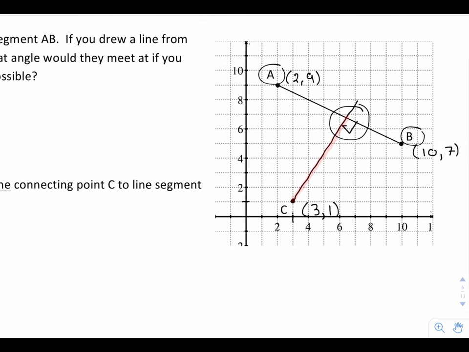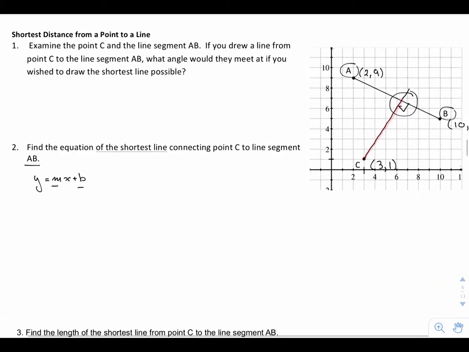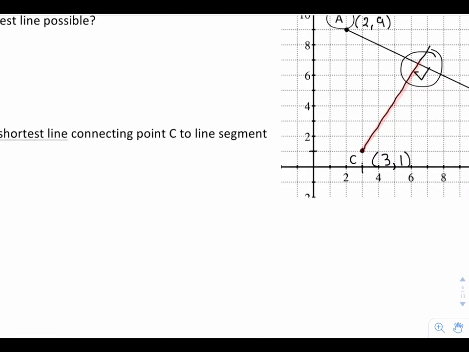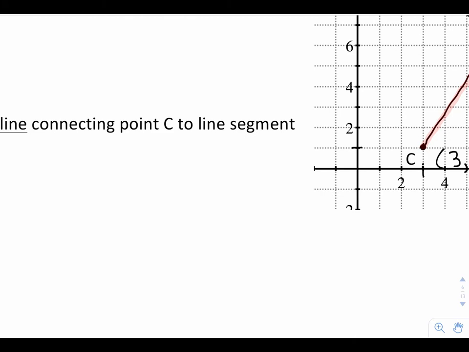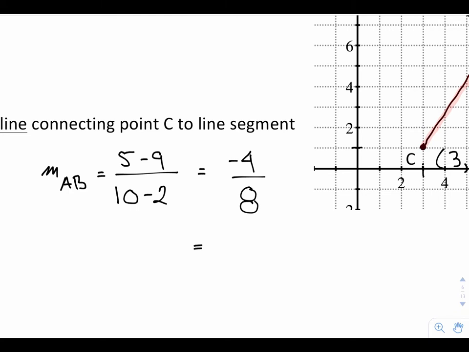So let me calculate the slope of AB. I'll do that over to the side here. I have the slope of AB, so m_AB is equal to y2 minus y1, so it's going to be 5 minus 9 over x2 minus x1, which is 10 minus 2. That leaves me with negative 4 over 8, which if I simplify becomes negative 1 over 2.